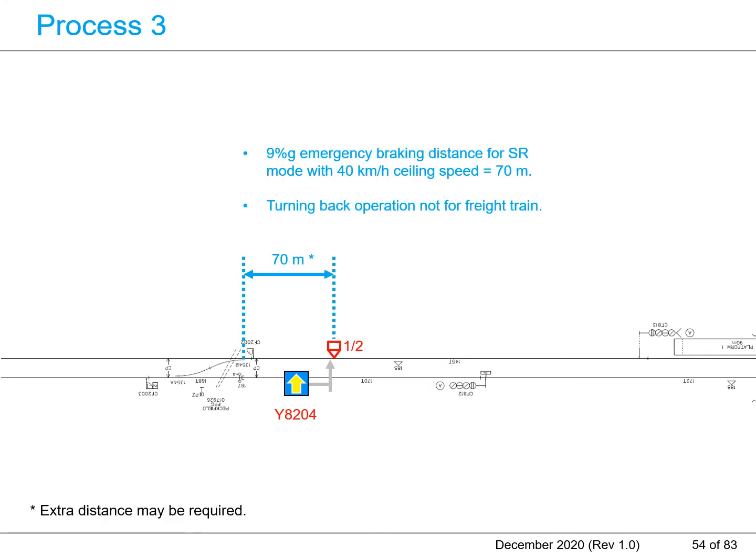The ideal distance from the SIISR balice group to the facing point, or the train detection section extremity of the crossover, is 70 meters. The 70 meters distance is the SIISR trip distance of the 9% G emergency braking distance for the maximum SR mode speed of 40 km per hour. The 225 meters distance is not necessary in this case, because there is no freight train for the turning back operation during normal operation. The provision of the SIISR trip distance before the facing point can avoid disruption to the adjacent line after the tripped event.